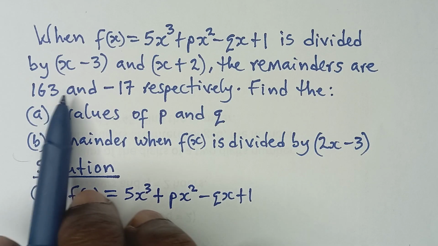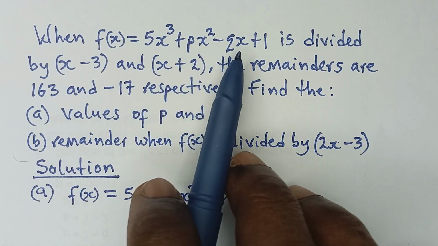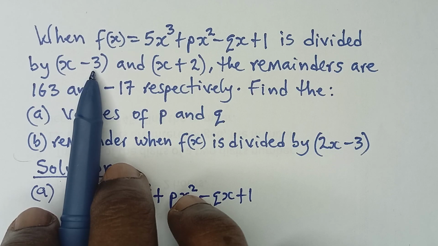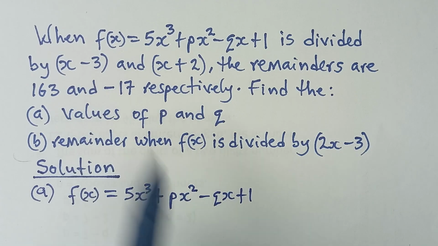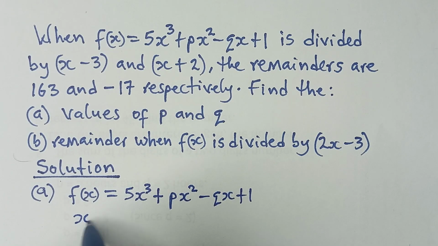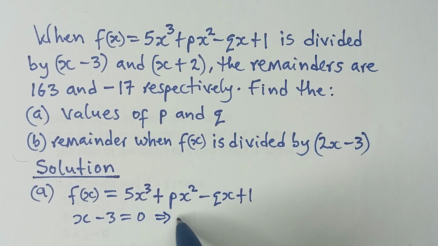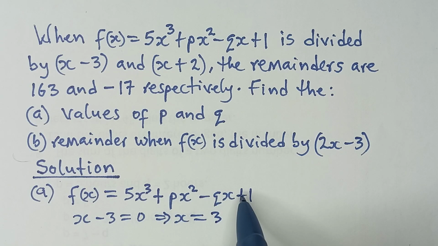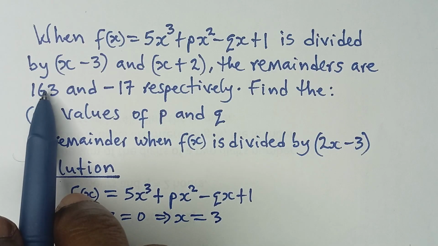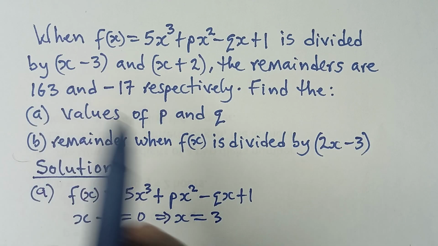So for us to know what we are going to substitute into the polynomial, we are to equate this term to 0. So I'll have x minus 3 is equal to 0. And that will give us x is equal to, when this negative 3 comes to this side, becomes positive 3. So we are going to substitute this value of 3 into the expression, and then we equate it to the remainder according to the remainder theorem.